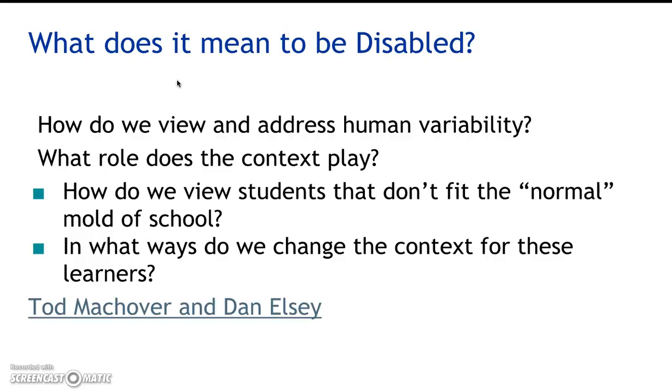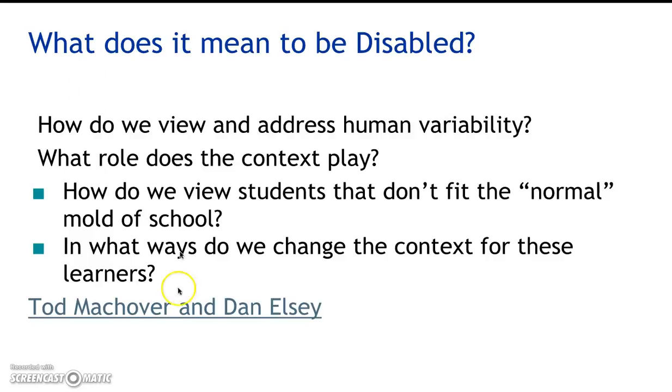And I really love this slide. The title is, what does it mean to be disabled? But really the first question, as you go down a little further, is how do we view and address human variability? In many circumstances we see human variability, and sometimes define it, as disability. So what role does the context that we create play? What's the norm culture? What is the expectation in the classroom? Does that play to some student strengths better than others? Are we able to modify that context to meet the needs of the learners in front of us? And do we see this variability as a deficit, or as an opportunity to change and enhance our instruction?